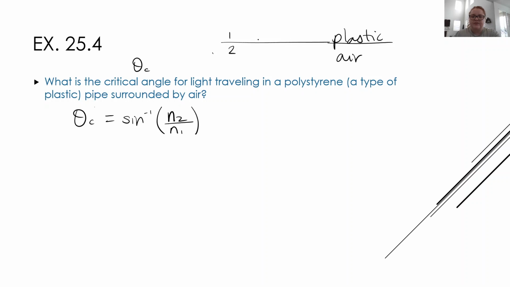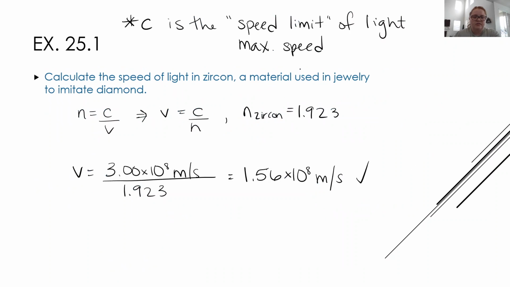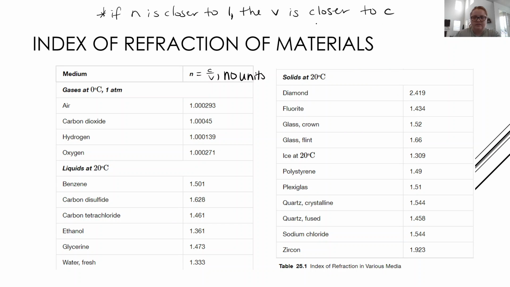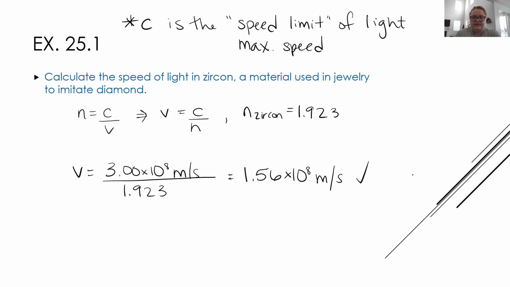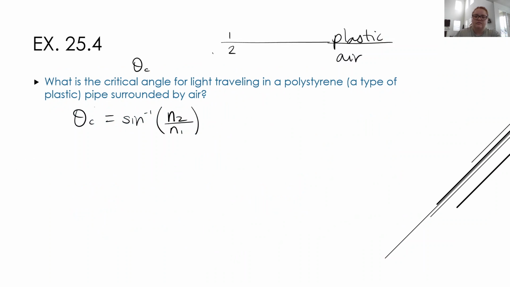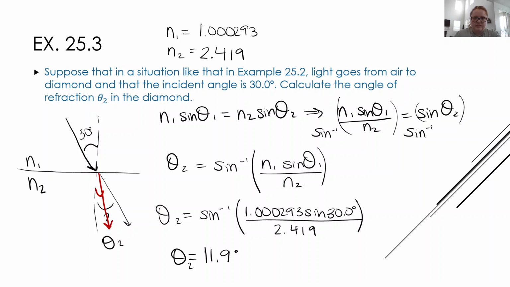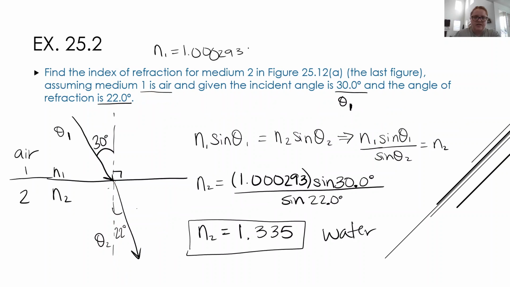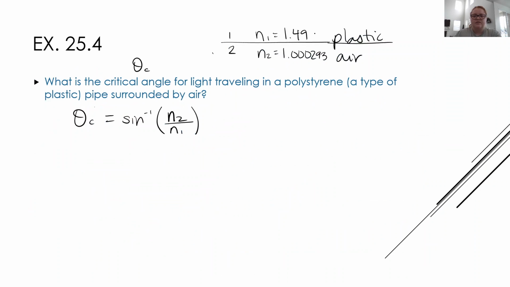Let's go back to figure out what N1 will be. Here it is, 1.49. There we go. N1 is equal to 1.49, and air was 1.000293, I want to say. Let's go back and check. Did it a few times. Yeah, 293.